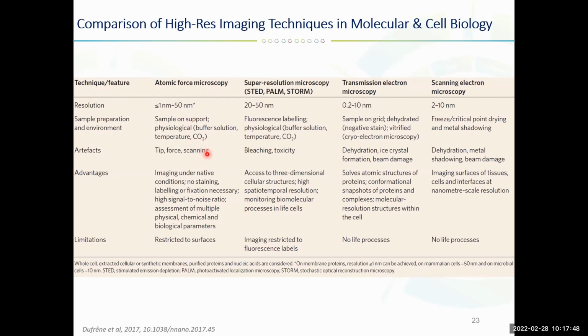As an advantage, we can image under native conditions with very, very high resolution. We do not need any staining. Those of you who worked with fluorescent microscopy, confocal microscopy, and so on probably know how much time you spend on fluorescent imaging and staining, and how many artifacts it can produce. One thing we still need is that sometimes we need to label or fix our sample, just because we are working with very high resolution and we cannot afford the sample moving around too much.